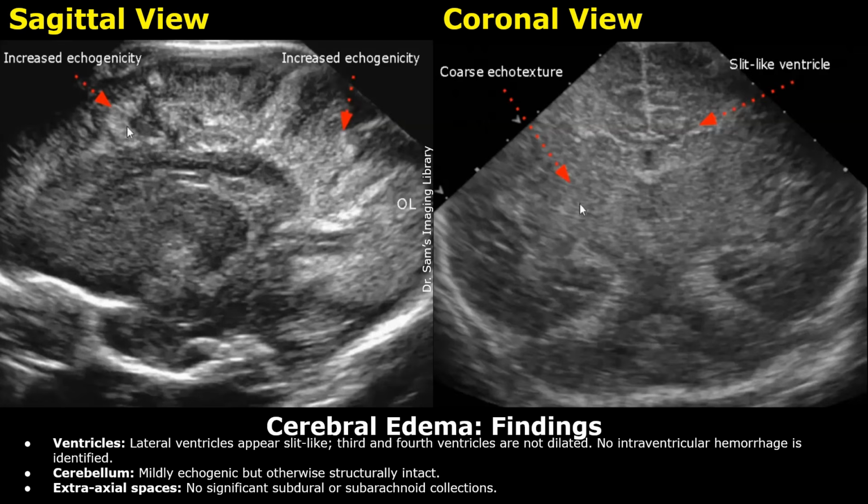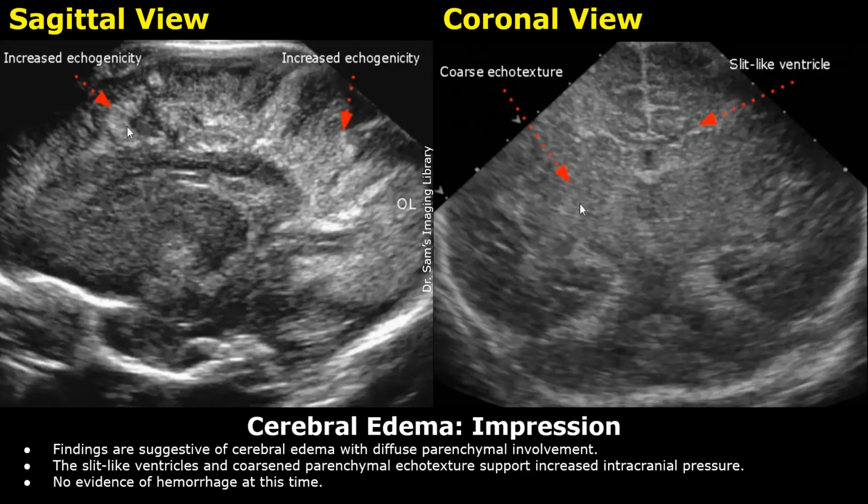Third and fourth ventricles are not dilated. No intraventricular hemorrhage is identified. Cerebellum, mildly echogenic but otherwise structurally intact. Extra-axial spaces, no significant subdural or subarachnoid collections. Here's the impression. Findings are suggestive of cerebral edema with diffuse parenchymal involvement. The slit-like ventricles and coarsened parenchymal echo texture support increased intracranial pressure.